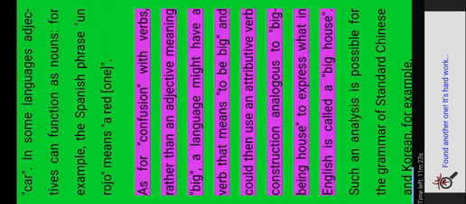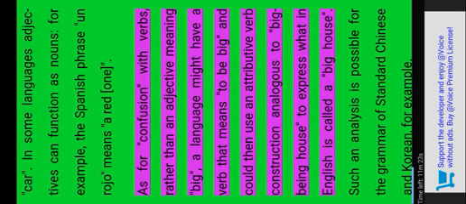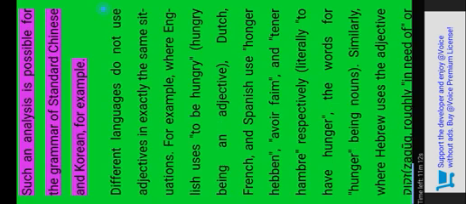As for confusion with verbs, rather than an adjective meaning "big," a language might have a verb that means "to be big," and could then use an attributive verb construction analogous to "big being house" to express what in English is called a big house. Such an analysis is possible for the grammar of Standard Chinese and Korean, for example.